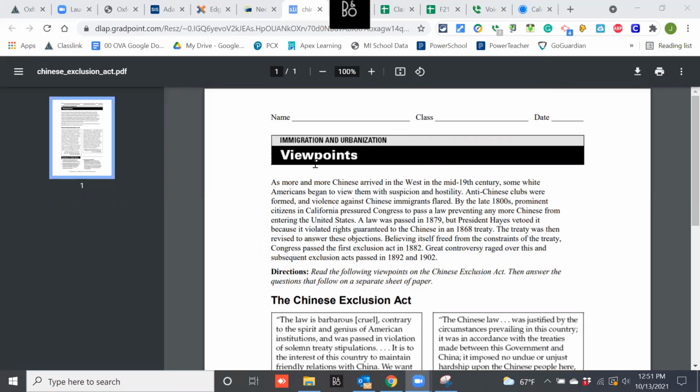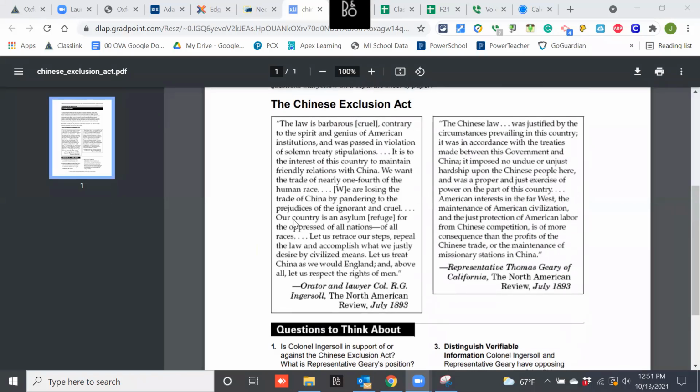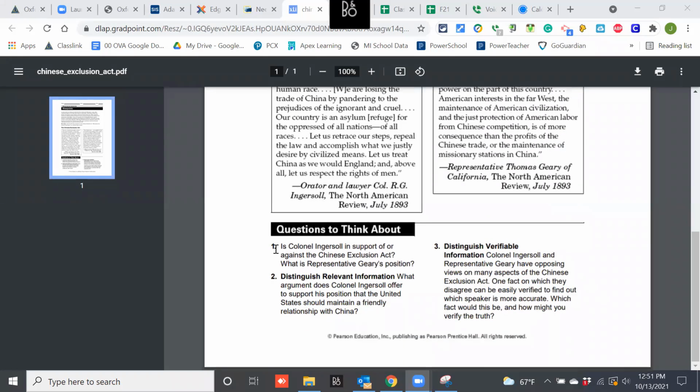So as we scroll down here, you'll see that there are two primary sources, one from Colonel Ingersoll and one from Representative Gary. At the bottom here, you will see 3 questions to answer. This is what you've got to answer for the assignment. So let's look at these questions first, then we'll do the reading of the primary sources, because it's always a good idea to know what you're looking for when you're reading. Okay, it's called reading for a purpose.